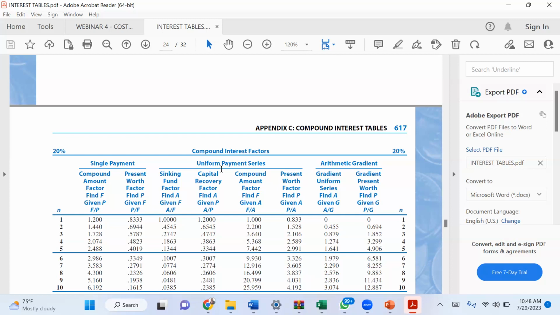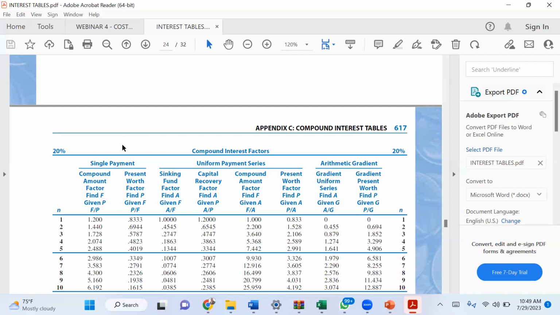The next one is called uniform payments, or compounding interest factor. The third one, which we don't use often, is the arithmetic gradient. So for now, I'll ask you to forget about these last two. Focus on these six. But for this exercise we're doing now, it is based on these two.